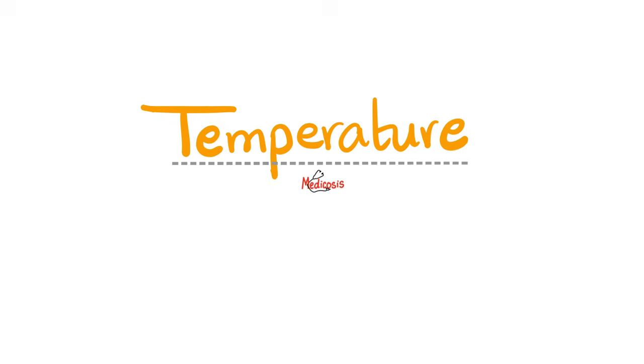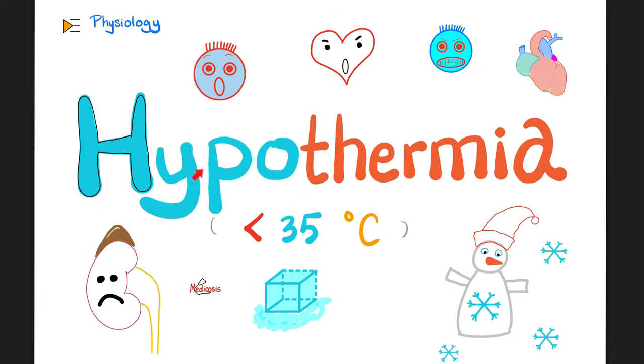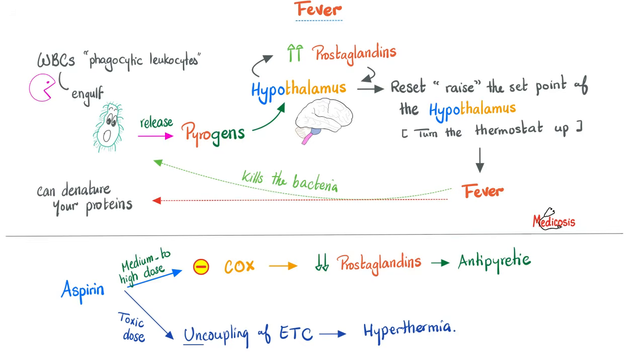Next, temperature. We're going to talk about temperature very briefly. If you want more detail, I have a video called Fever, Heat Exhaustion, and Heat Stroke, and another video called Hypothermia. You can find both of them in my physiology playlist. What causes fever? A gazillion things can cause fever. A common cause of fever is infections. Infections can lead to fever, leukocytosis, and tachycardia.